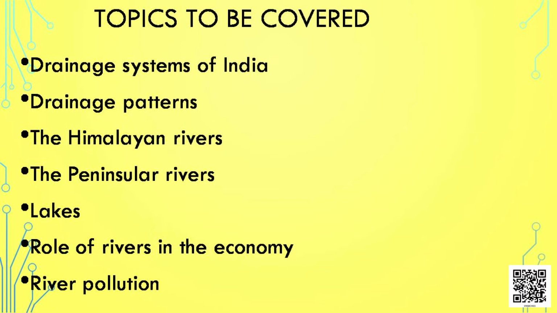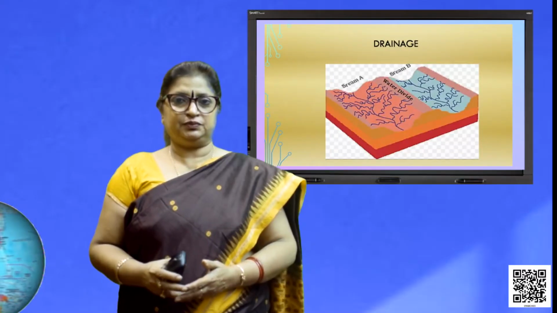Number 5, it's all about lakes. The role of rivers in the economy. And the last, it's all about river pollution. So let's know about this chapter, drainage.